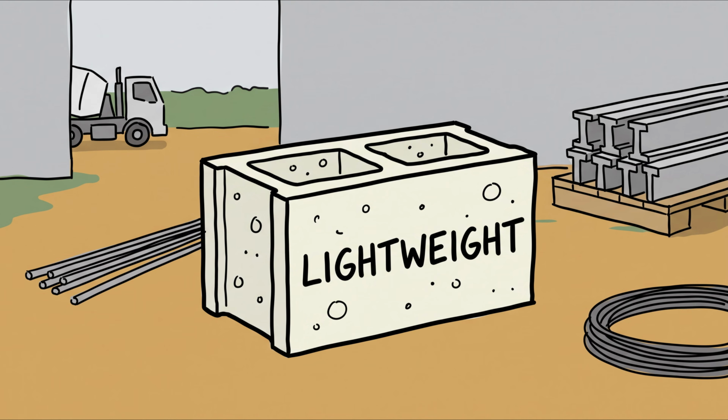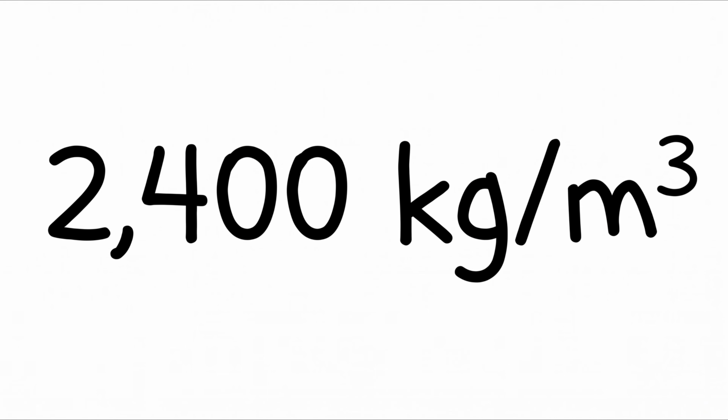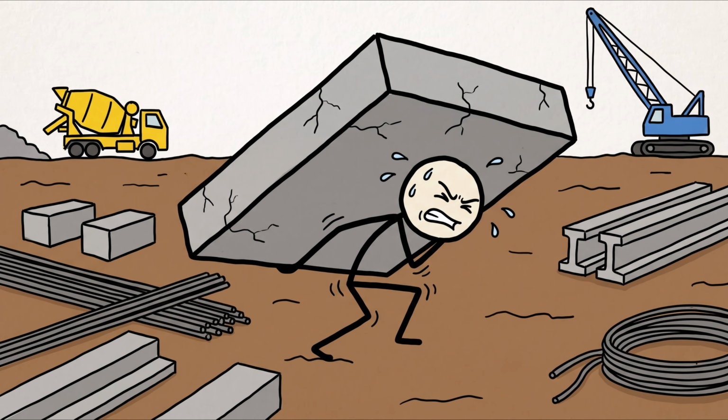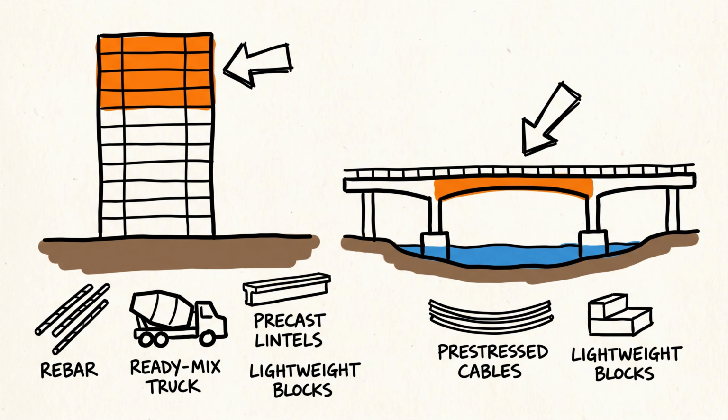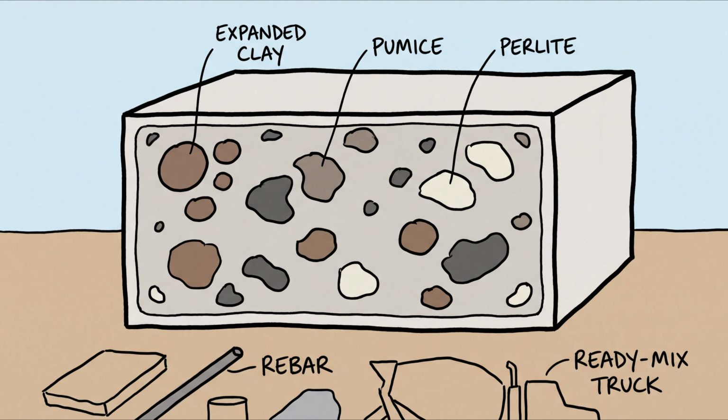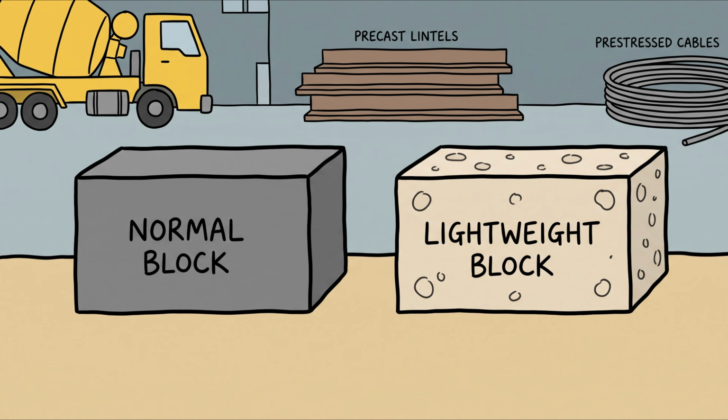Normal concrete weighs about 2,400 kilograms per cubic meter. In some situations, that weight is a problem. Upper floors of tall buildings, bridge decks. Anywhere the dead weight adds too much load to the structure below. Lightweight concrete replaces the normal heavy aggregate with lighter materials, expanded clay, pumice, perlite. The concrete comes out the same shape but weighs significantly less.